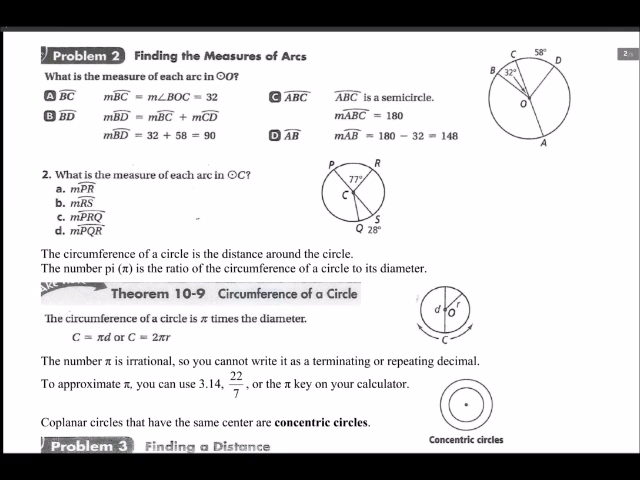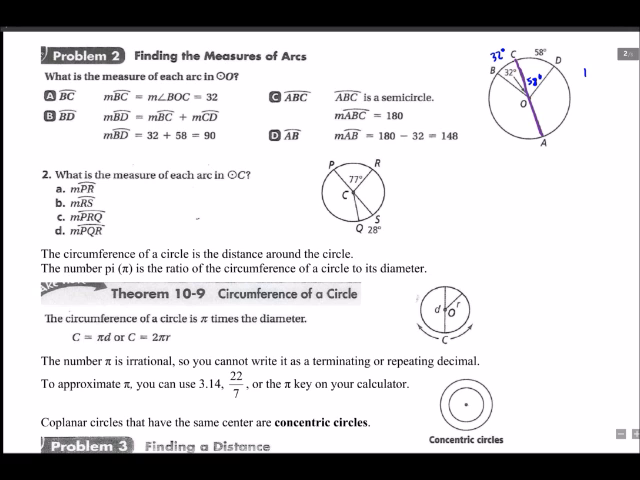We want to know the measure of each arc in circle O. Well, I have a diagram. First thing I'm going to do, yes, label everything. Okay, well, I know if this angle here is 32 degrees, I know this arc measures 32 degrees. If I know this arc measures 58 degrees, this angle measures 58 degrees. And right here is my diameter, which I know measures 180 degrees.